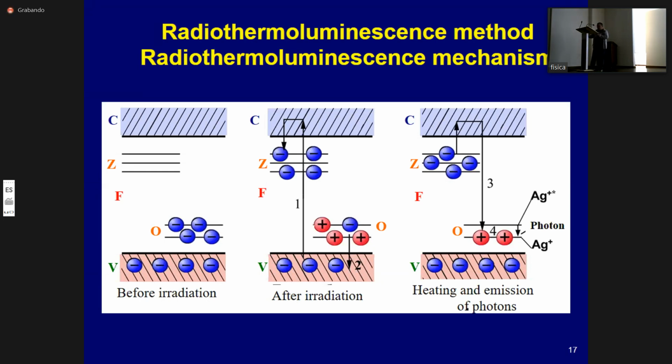The places of holes in the valence band, formed in place of knocked out electrons, will be filled with electrons from the over levels.